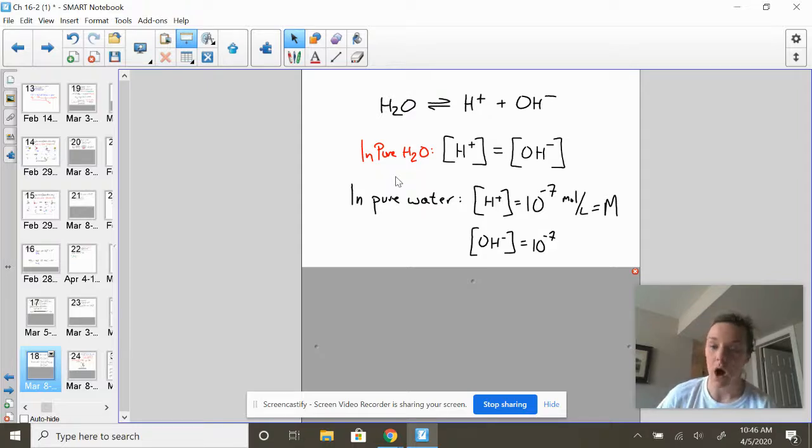So for pure water, the concentration of hydrogen ions is equal to 10 to the negative 7th moles per liter, and so is the concentration of hydroxide ions. This idea is going to be very important on the next few slides.